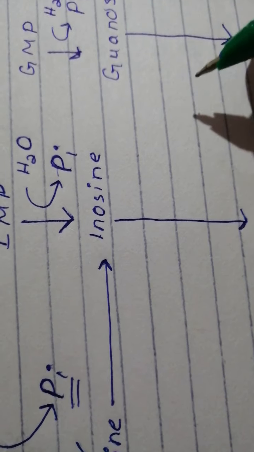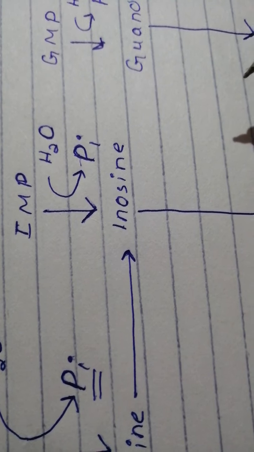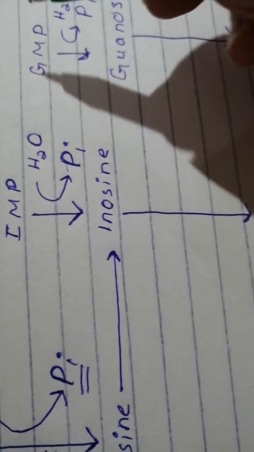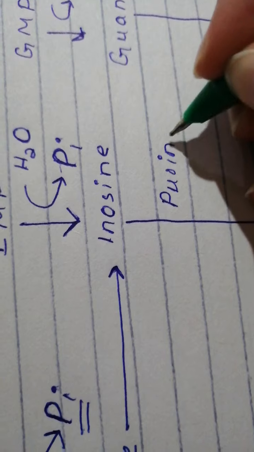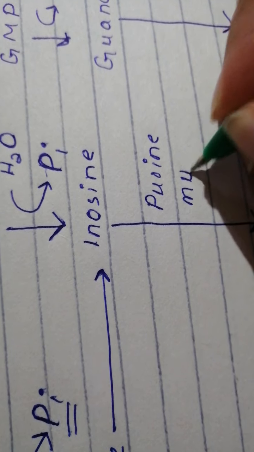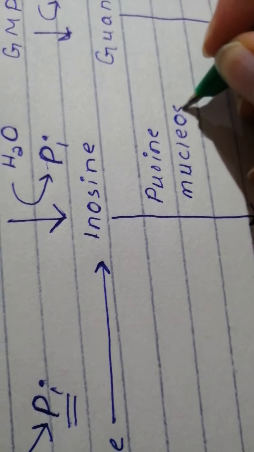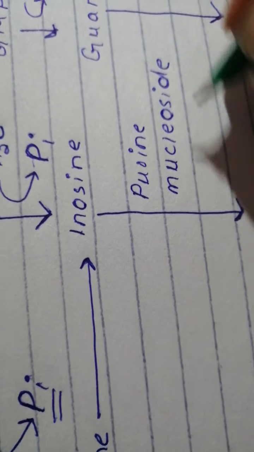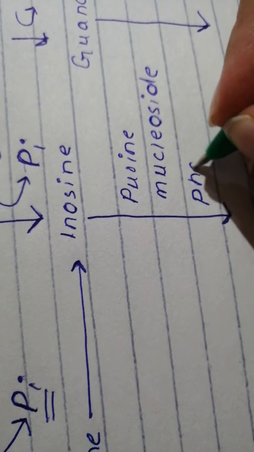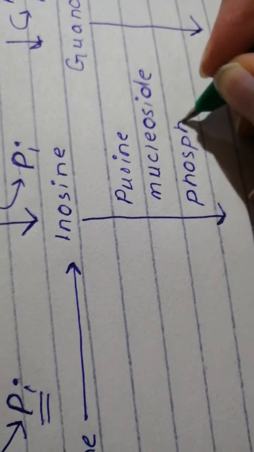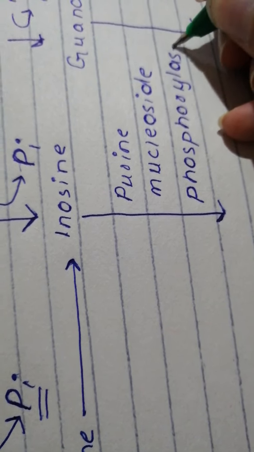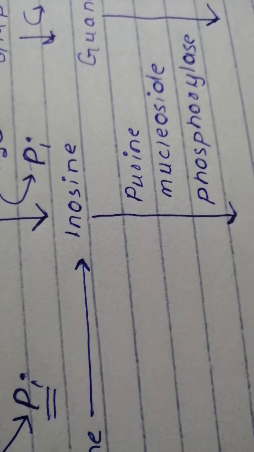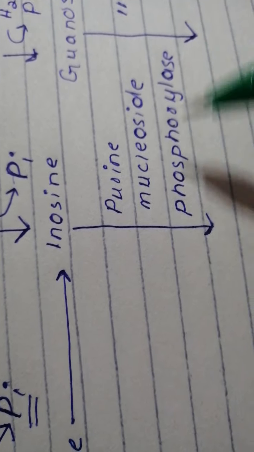Now the name of the enzyme is going to be interesting, and it's going to be the same over here and over here. It is purine nucleoside phosphorylase. Don't accidentally write nucleotide, because it is a nucleoside. It is called a phosphorylase because phosphate is being added and then removed. Same enzyme over here. This is an important enzyme, and I will explain to you how, because its defect leads to a disorder.